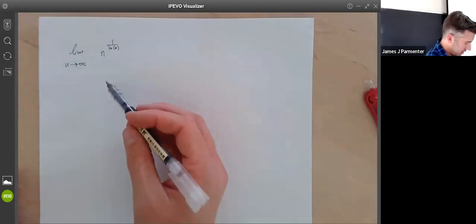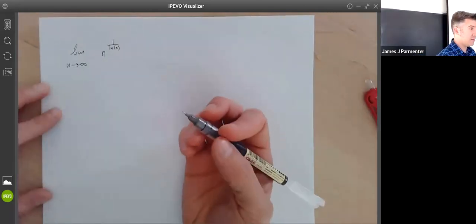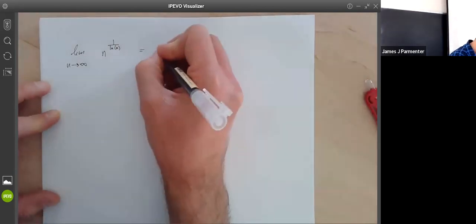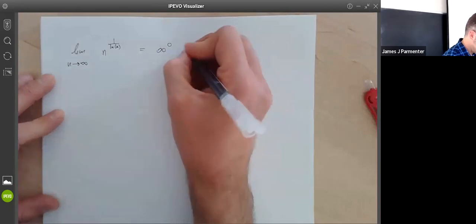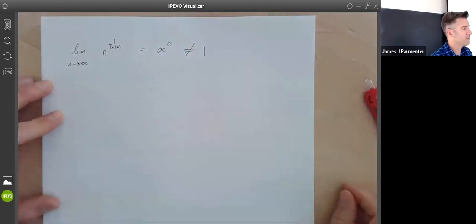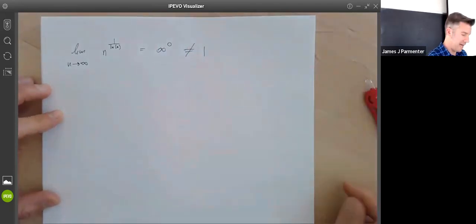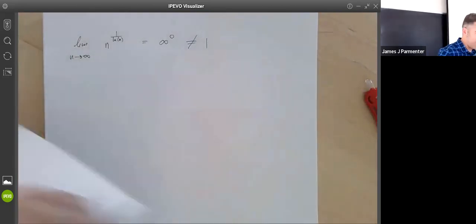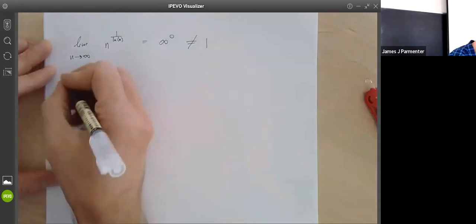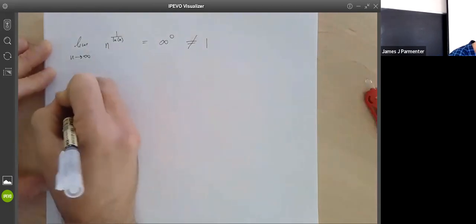So let's see. This is an infinity to the 0 type. I'm pretty confident it's not 1. This one, Grant came up with this one. I should give him all the credit. He was very clever. Like, oh yeah, what about this, James? So let's see what happens if we do the thing.